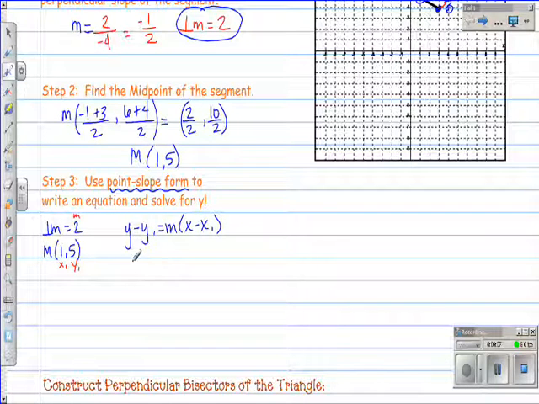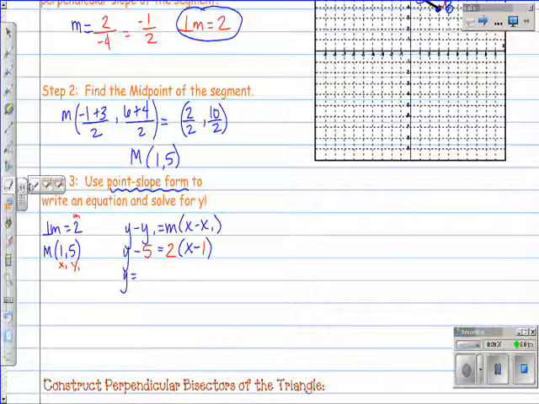Okay, so from here, you have y minus our y1, which is 5, equals your slope, which is our perpendicular slope of 2, times x minus our x1, which is 1. Okay, that's in point slope form. We want it in slope intercept form. So from here, you're just going to solve for y. So y, that should just be a minus.